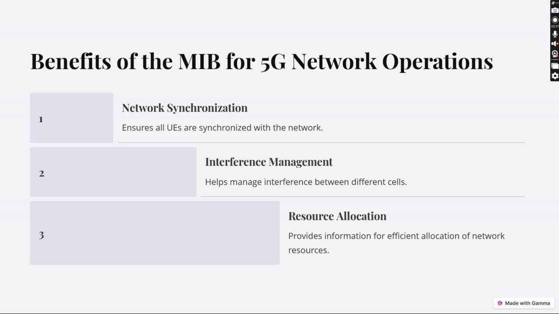So what are the benefits of the MIB? It helps the UE to synchronize with the network in the DL direction, and it also helps interference management to avoid confusion between different cells based on the PCI. And it will tell the UEs the resource allocation information.